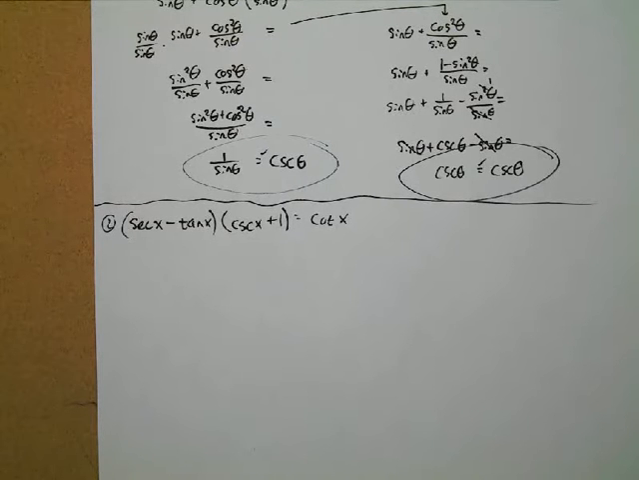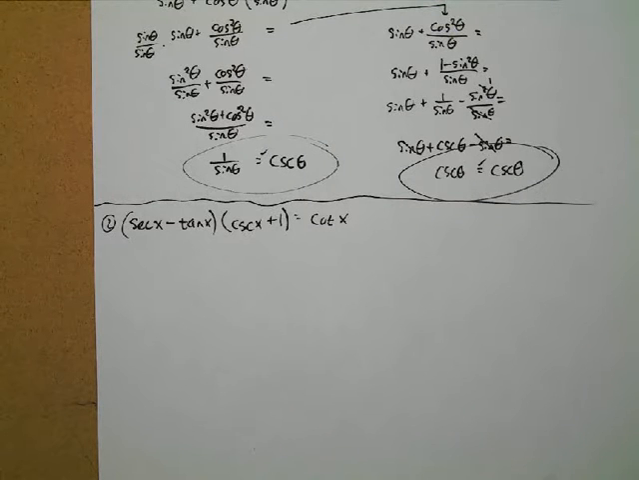Ideas here? Distribute. Great idea. And it's going to have to FOIL here, right? Because we have a binomial times a binomial. So it's going to be secant x times cosecant x, which is secant x cosecant x.